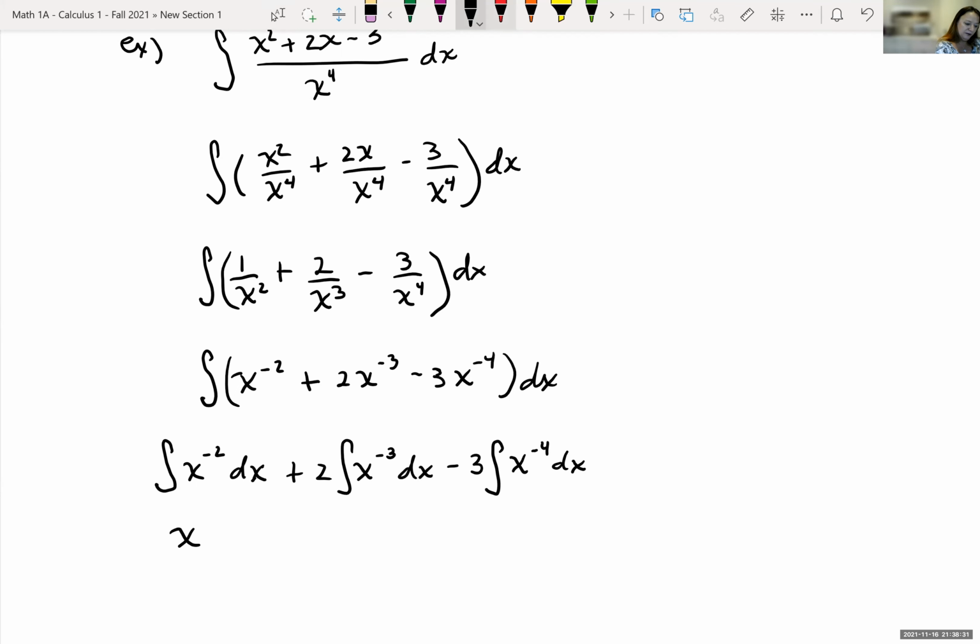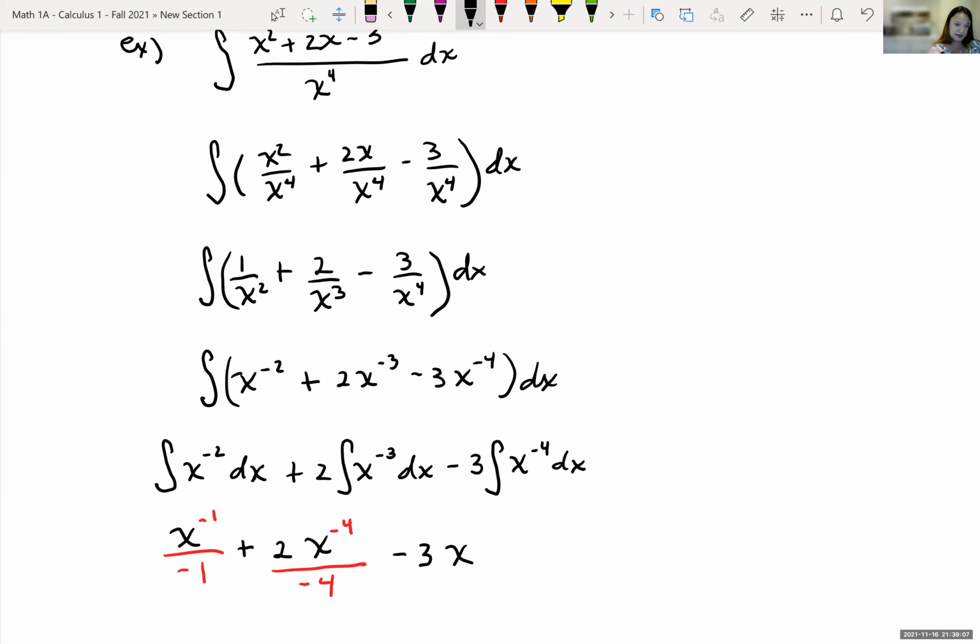So just like with derivatives, we wrote it out for a little bit at first, but now let's just start doing it. So adding 1 to negative 2 gets me negative 1, divide by our new exponent of negative 1. Plus 2x raised to the, add 1 to our exponent of negative 3, that gives us negative 4. We're dividing by our new exponent of negative 4. Minus 3, so taking the antiderivative of x to the negative 4, add 1 to our exponent.